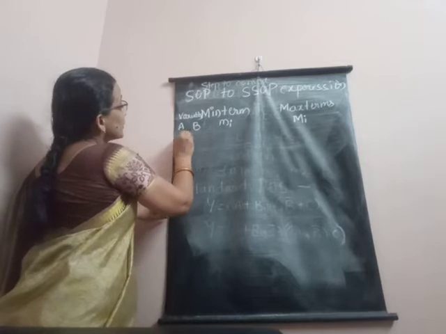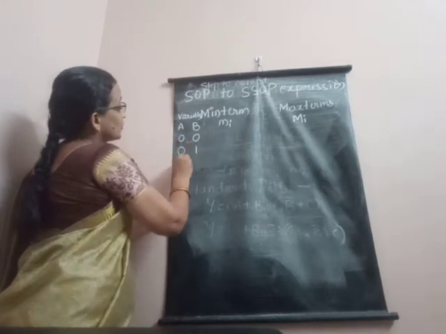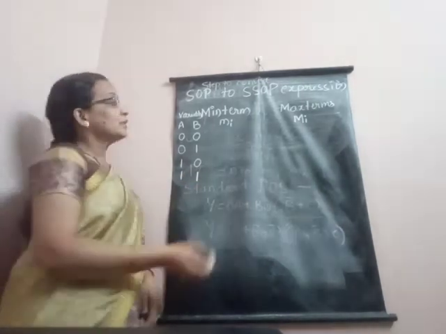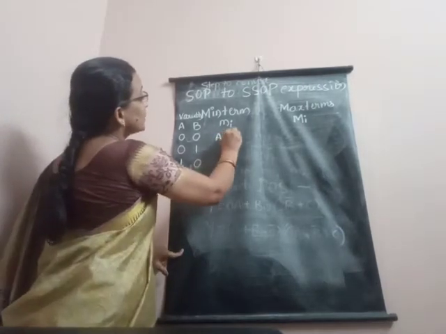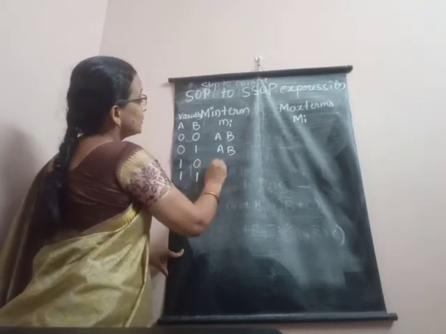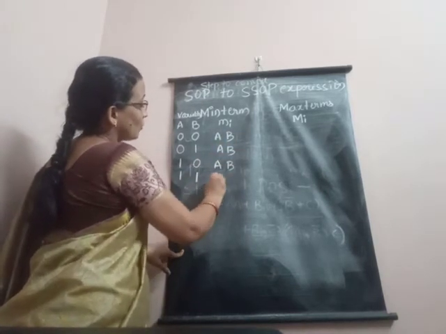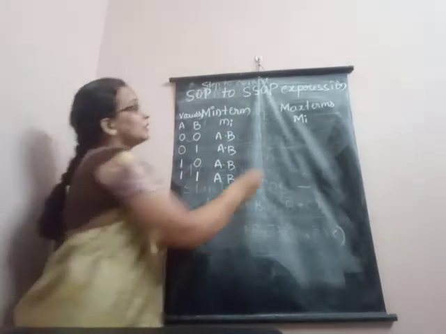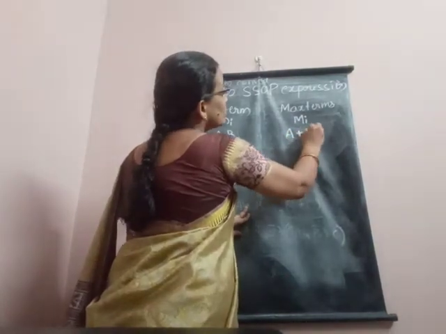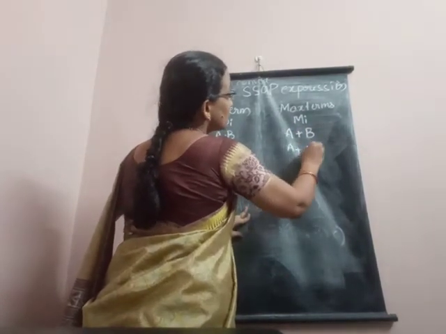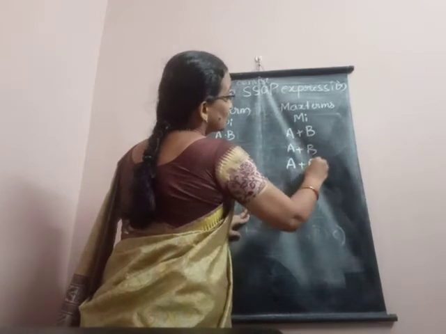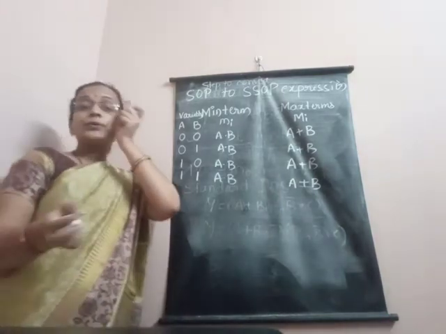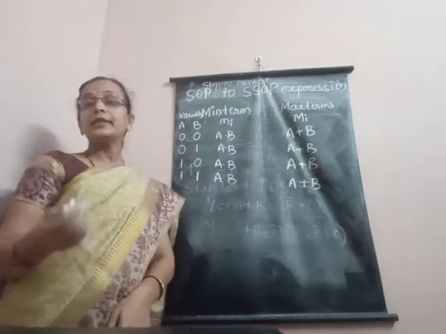First we will write all the possible combinations of two variables. Next, in the case of min terms, I am writing A dot B for all the rows, because it is sum of product form. For max terms, which are product of sum terms, I am writing A plus B for all the rows. Now, I will tell where we have to put complements.